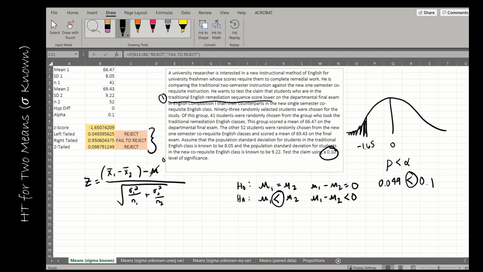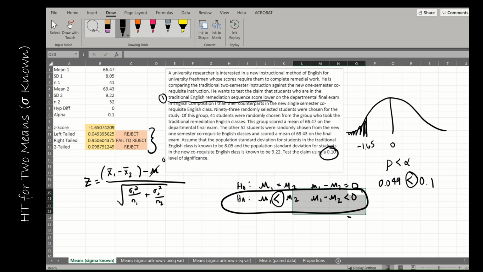So again, one of the hardest things is to be able to interpret your conclusion. I am going to reject the null hypothesis, and that means there is significant evidence that the alternative hypothesis is true. What is the alternative hypothesis? Oops, that this is true, which means M1 is less than M2. That means that the mean final exam score for students who took the 2-semester remediation English class is less than the mean score of students in the single semester co-requisite English class.